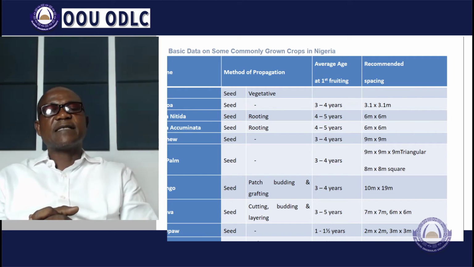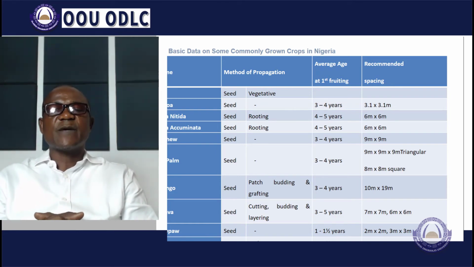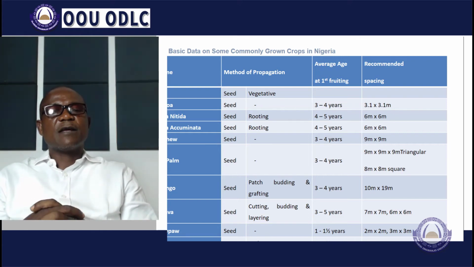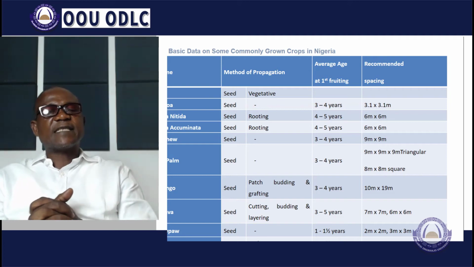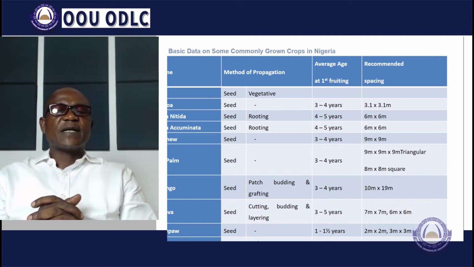Kola nitida by seed or rooting system. 4 to 5 years is age at first fruiting. Spacing recommended is 6 meters by 6 meters. Kola acuminata, that is the kola that has. The next one there is cashew, which is propagated by seed.